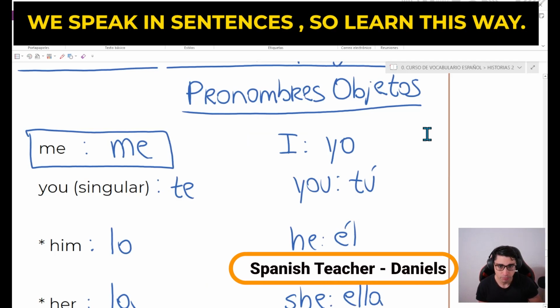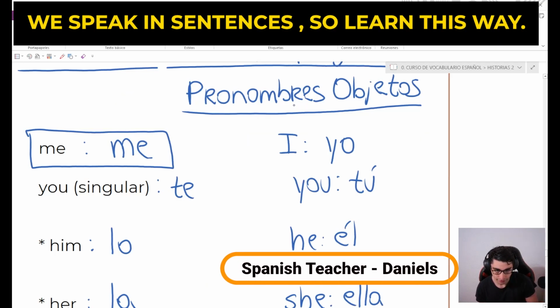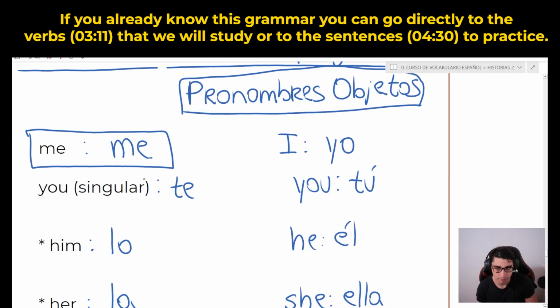In this course, you will master los pronombres objetos. Basically, this is when the pronoun is receiving the action, okay? We have this direct translation from English to Spanish. Just to give you an idea, when the pronoun is performing the action, you will use these pronouns: yo, tú, él, ella. But when it's receiving the action, it's going to be me, te, lo, la. You will understand this. But if you think you know this, you can go to the sentences to start practicing.